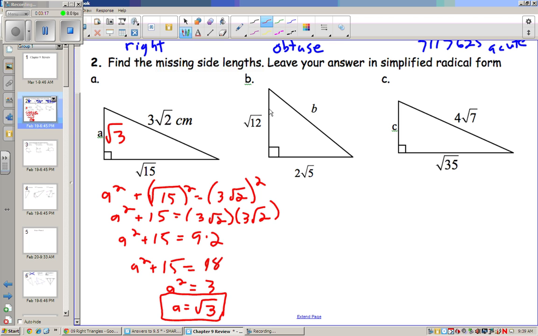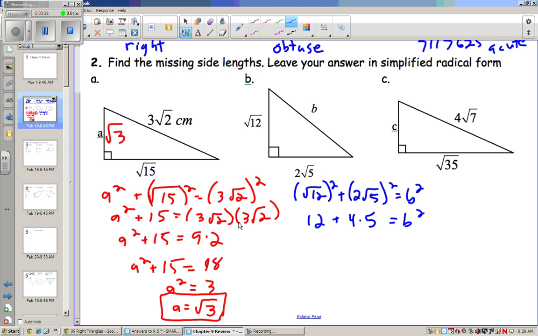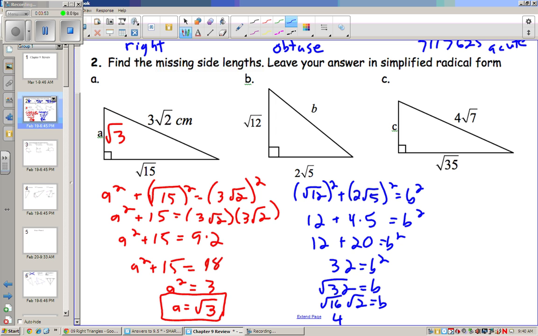So there we go. To find b, we do the same thing. Root 12 squared, plus 2 root 5 squared is equal to b squared. Root 12 squared is 12. 2 root 5 squared, 2 squared is 4. Root 5 squared is 5. Now I saved the step of writing it out. Hopefully that doesn't confuse you. 4 times 5 is 20. And so this is 32. So I can take the square root of 32 to be my answer for b. Now the square root of 32, I can take a root 16 out. So this will be 4 root 2 as my answer.